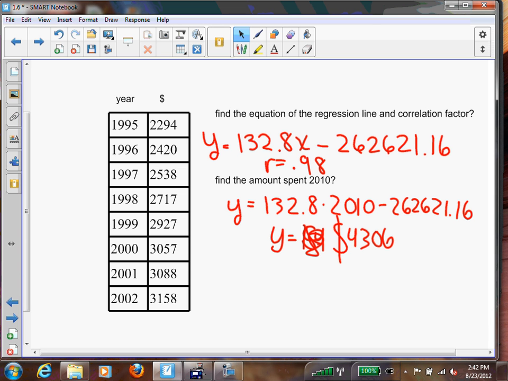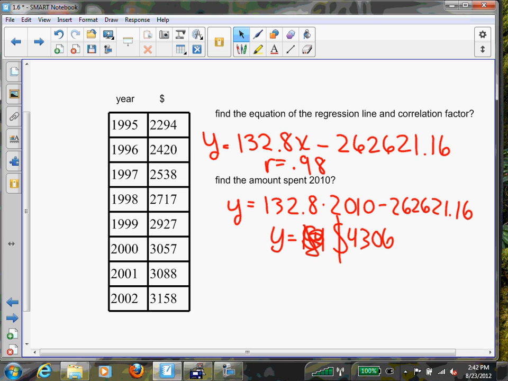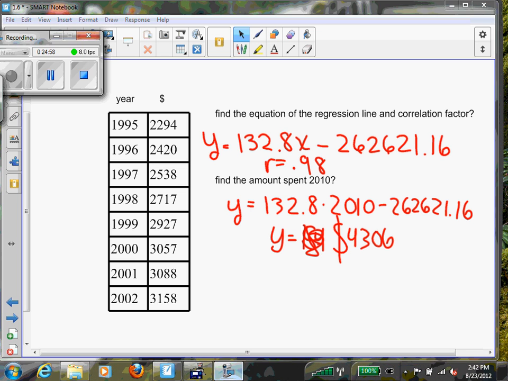So your homework for tonight has like 8 problems. Not always is your R going to be a good correlation. You'll tell me it's not a good correlation. Okay. All right. Homework.